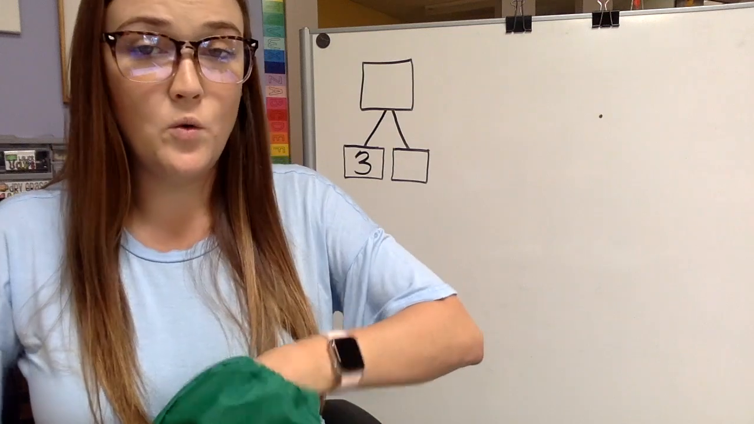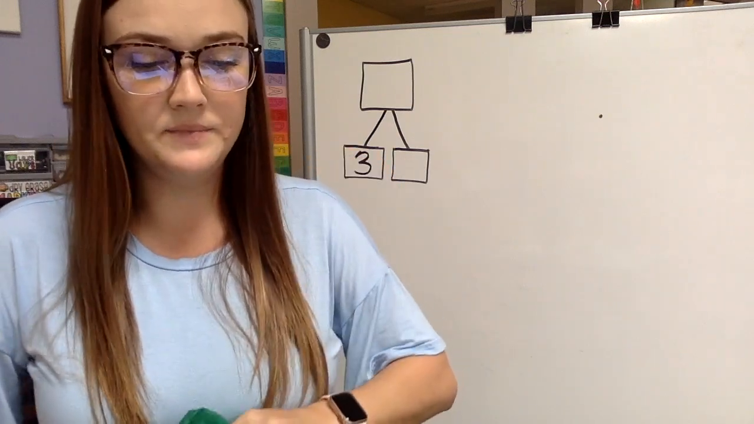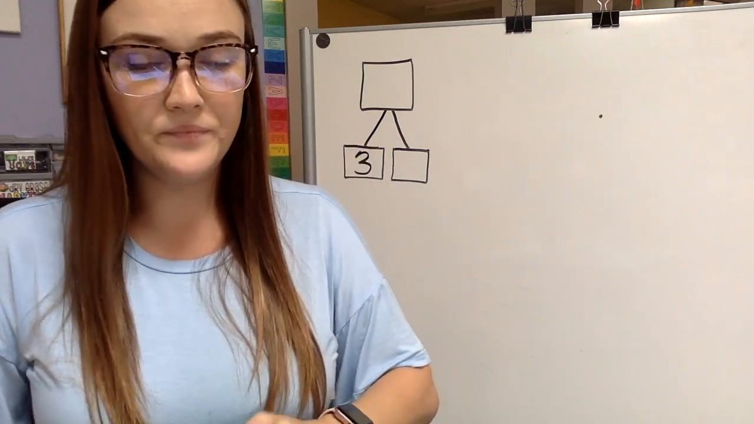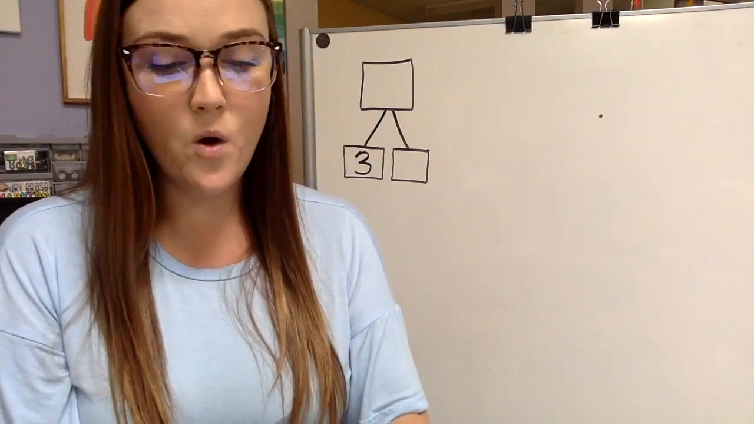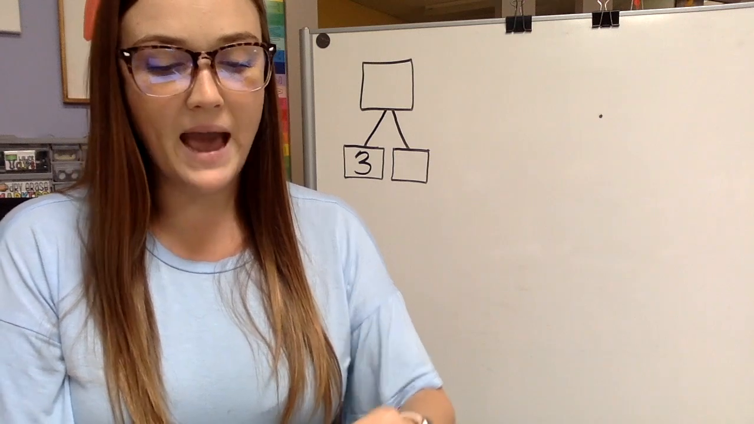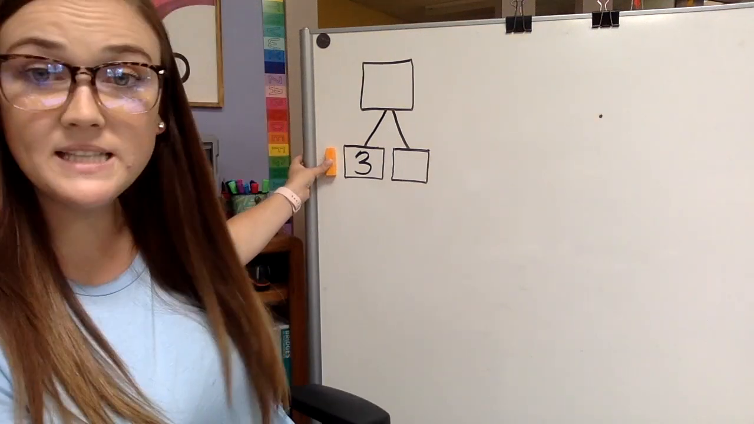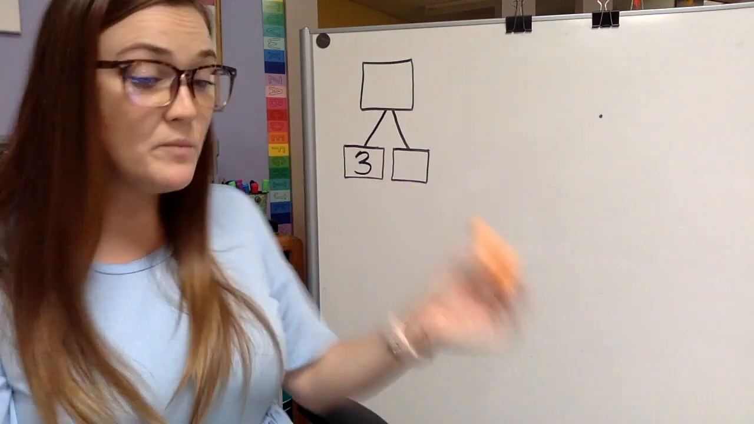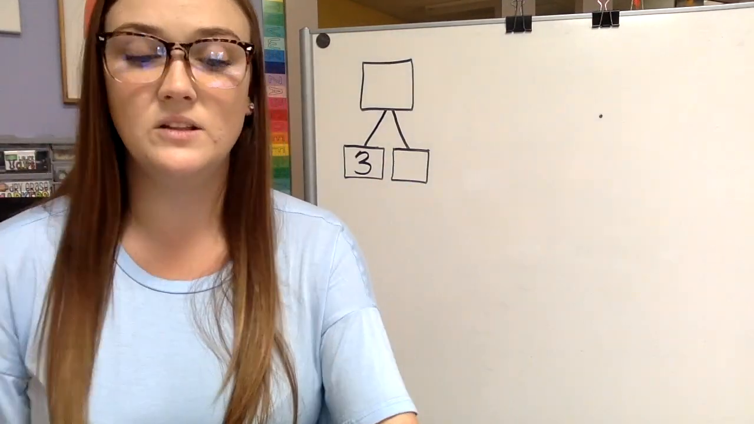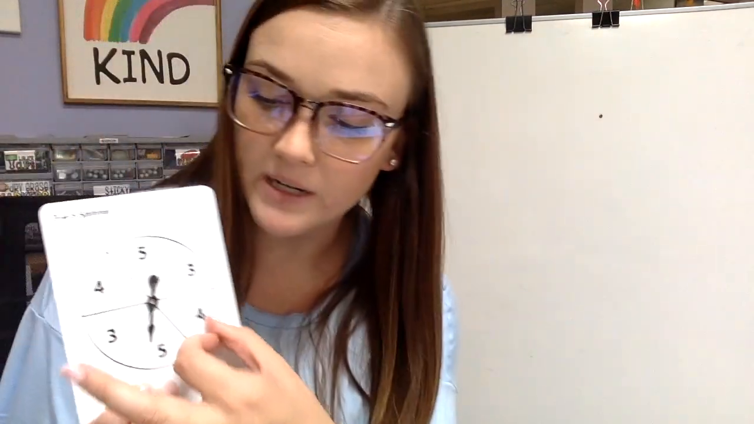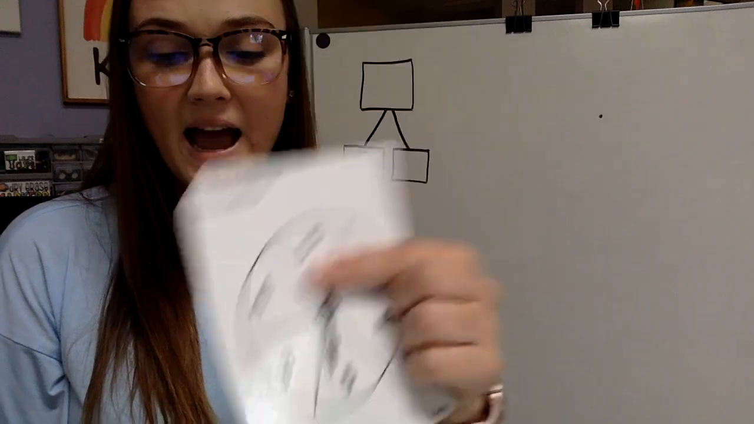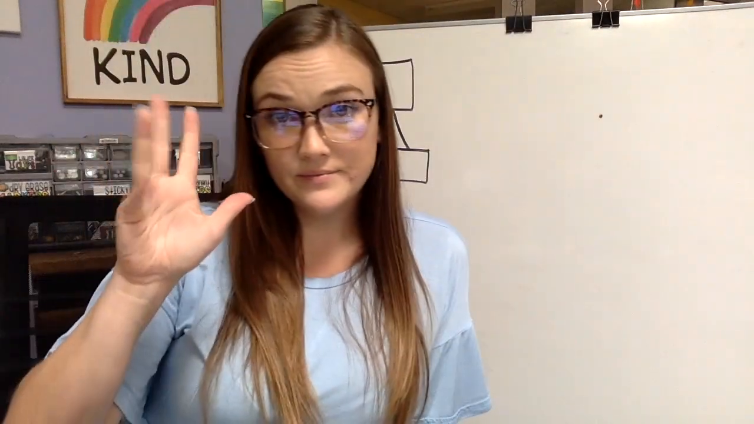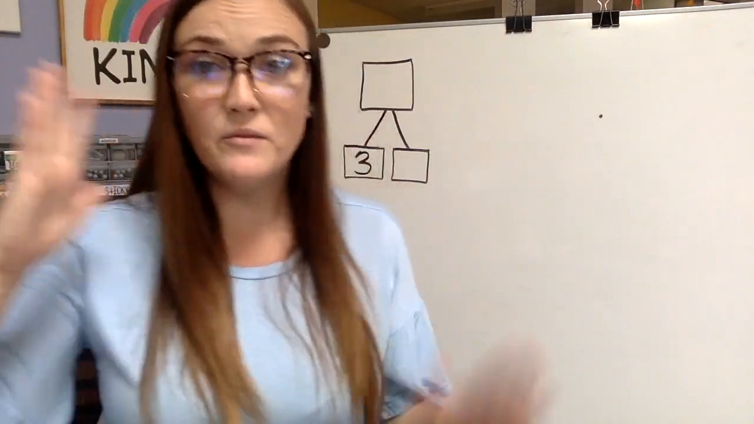I have 1, 2, 3. So now I have 3 orange cubes to match my 3, just like that, okay? Now, since we missed Monday, that's why we're rolling it twice. So let's spin it one more time to find out what our other part is. Ooh, what's that number? The number is 5. Go ahead and show me 5 on your fingers. And give yourself a nice high five.